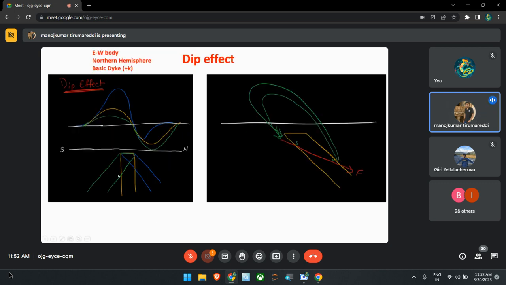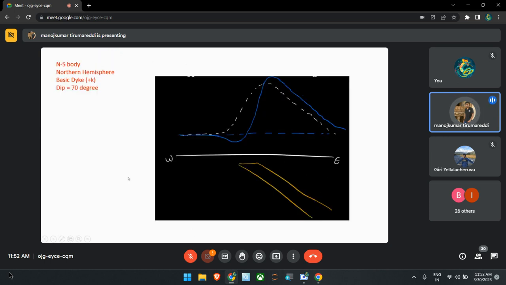Okay, this is for an east-west body. Suppose you do it for a north-south body, we'll get a bell shape for a vertical body. But if it is dipping towards the east, then we will get a steep slope in the western part and a gentle slope towards the dipping part, like gravity anomaly. In gravity anomaly, we get a gentle slope towards the dipping part. Like here also, because of its orientation, we will get some negative peak also for north-south bodies because of the dip effect.